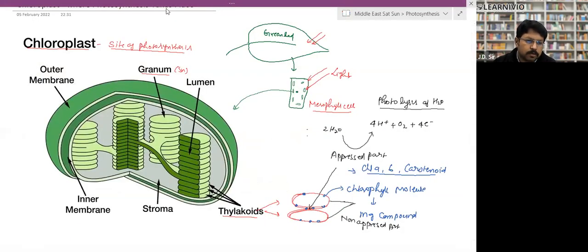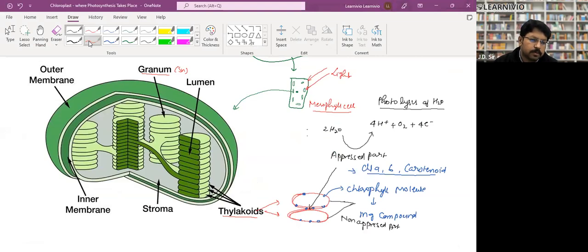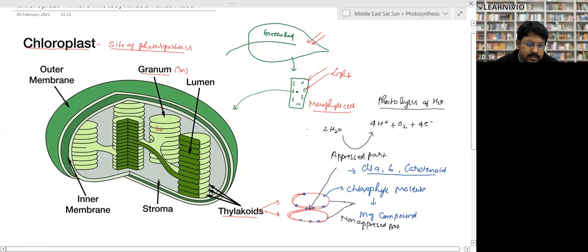And one more important thing. Look, the light reaction takes place at the grana, and the dark reaction takes place in the stroma. What is the light reaction? Light reaction is photolysis of water.